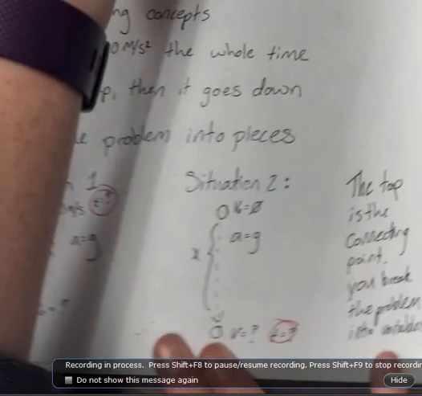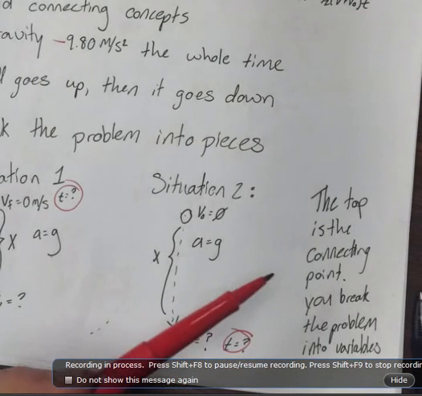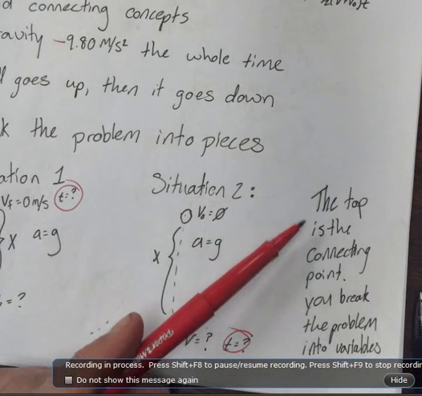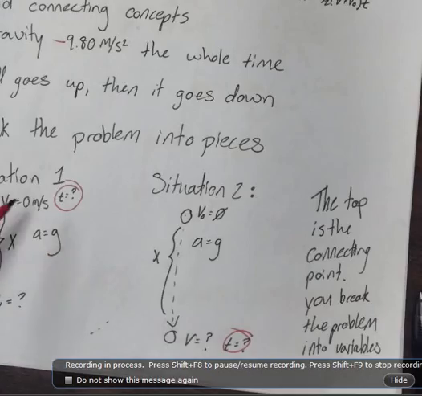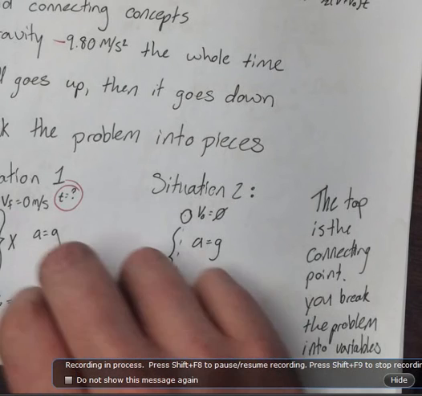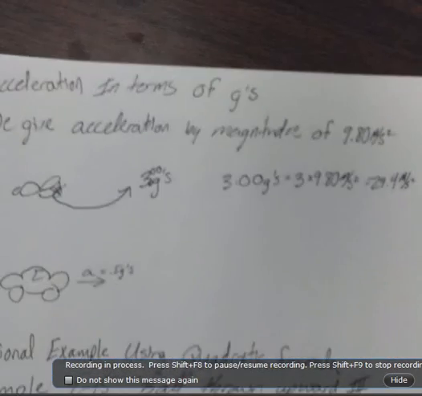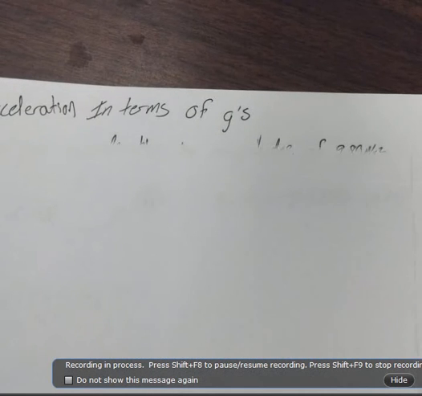All right, the top in this situation is the connecting point between moving up and down. If you break the problem down into two situations, you have the top that will connect situation 1 to situation 2. But as we looked at, we can always solve the problem as a whole. It just means that we're going to have multiple answers in those situations. So since we have multiple answers in those situations, we can apply the quadratic formula. So before we do that, in our last example problem, let's talk about reporting acceleration.